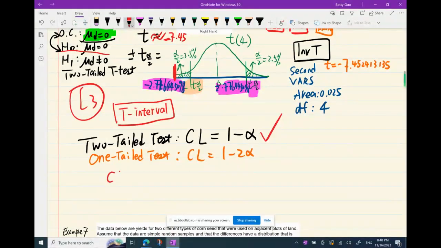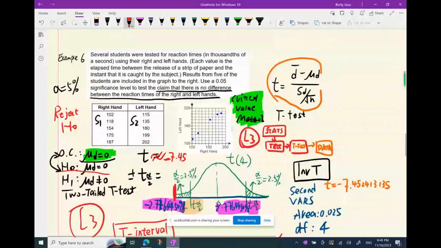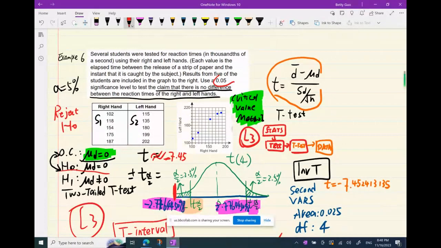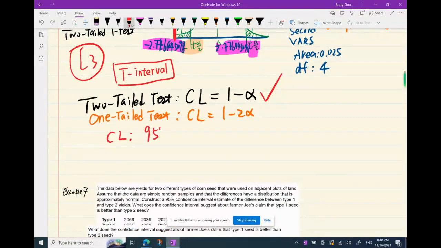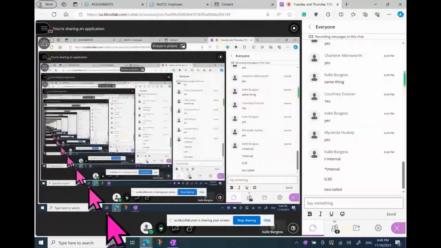So for our confidence level, what is alpha? Okay, here, 5%. Alpha is 5%. So 1 minus alpha would be 95%, and that is 0.95. So let's enter C level as 0.95. Let me see if you answer the same thing. Awesome. 0.95, two-tail. Thank you, Kelly.